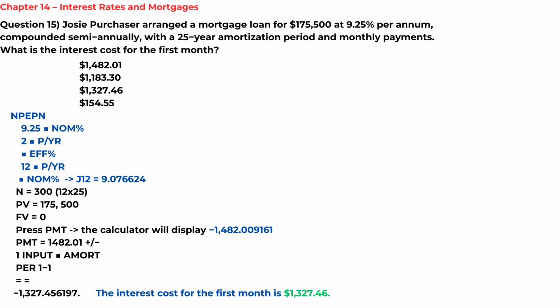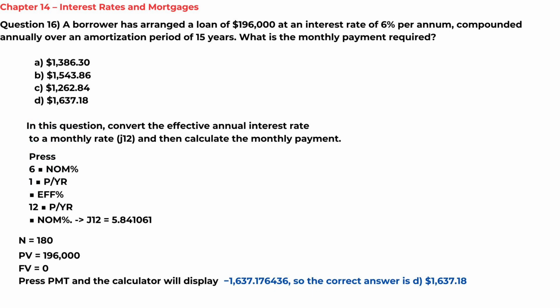Now let's find out the interest paid in the first month. 1 input shift amort. Calculator displays per 1. Press equal sign 2 times. Calculator displays minus 1,327.456197. The interest cost for the first month is $1,327.46. So the correct answer is option C, $1,327.46.